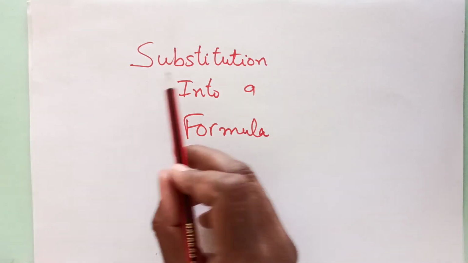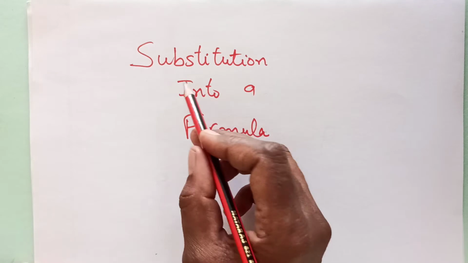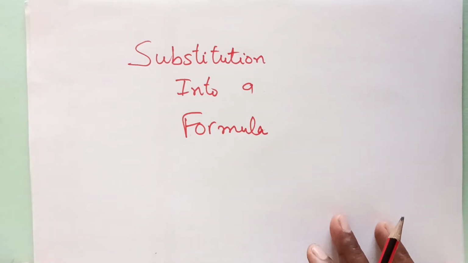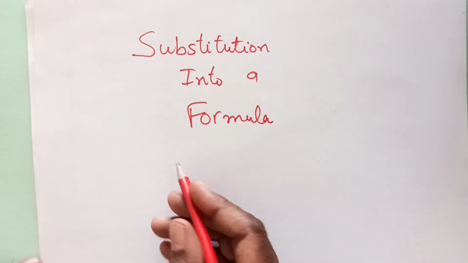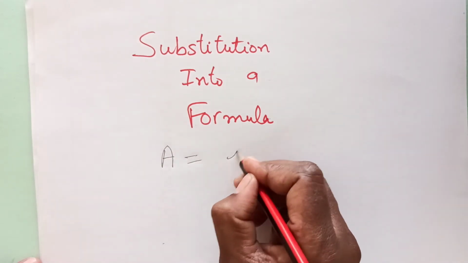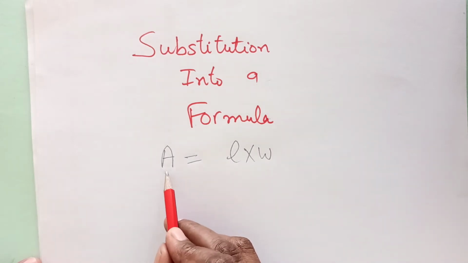Let's do substitution into a formula. In the previous video we did substitution into an expression, so the same rules will apply here. I can give you one example. Let's say the area of a rectangle is length times width. So this is a formula of area.